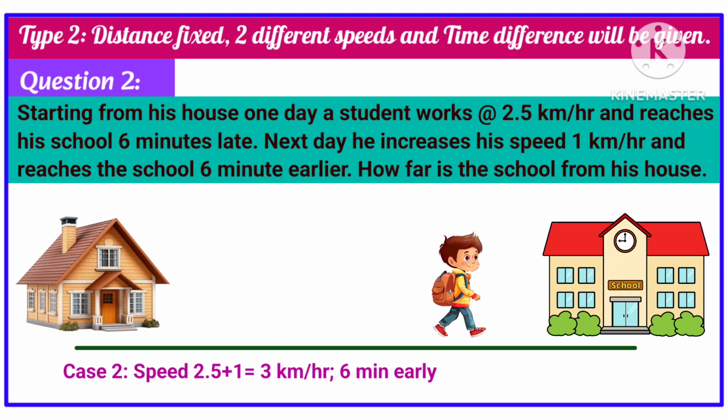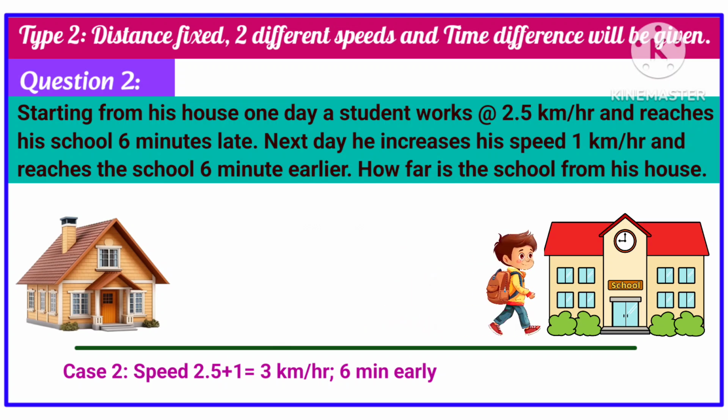That means previously it was 2.5, now 2.5 plus 1, that is 3.5 kilometer per hour, and he reaches the school 6 minutes earlier. In this case, he is reaching the school 6 minutes earlier. How far is the school from his home? So you are going to find out the distance between school and house.